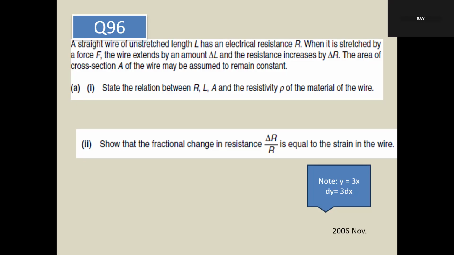A straight wire of unstretched length L has an electrical resistance R. When it is stretched by a force, the wire extends by an amount delta L. The resistance increases by delta R. Area of cross-section A of the wire may be assumed to remain constant. State the relation between R, L, A and resistivity rho of the material of the wire. This one is memory work only. First question to encourage you to do some memory work. Can you remember how they are related?